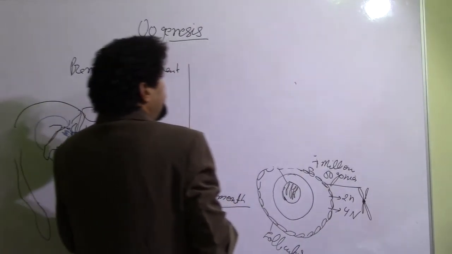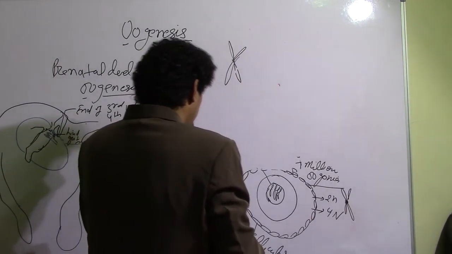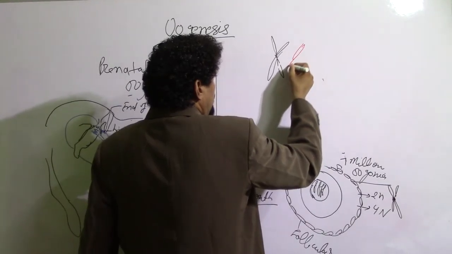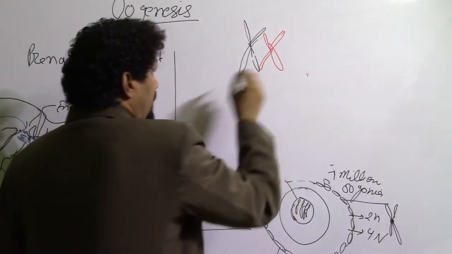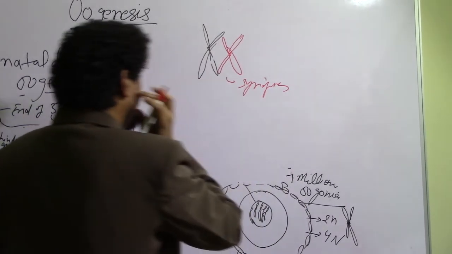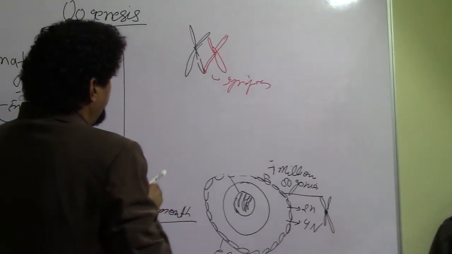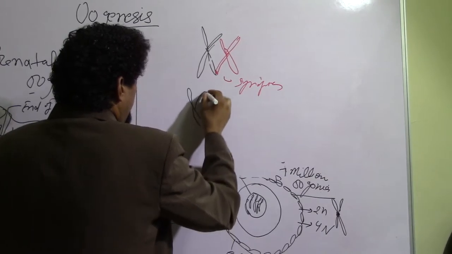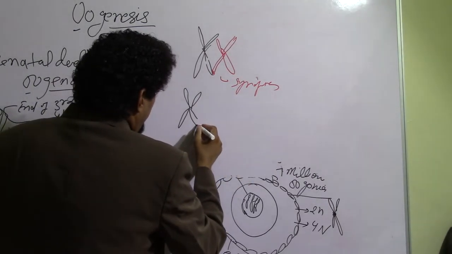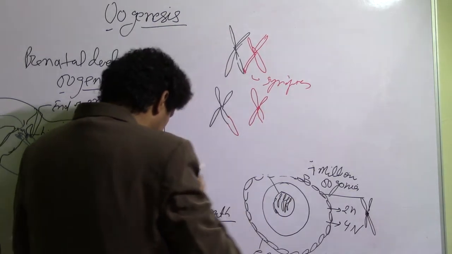When cells of the primary oocyte enter the first meiotic division, after synapsis and chiasma formation, it will happen like this. Two homologous chromosomes will come in close contact with each other. This is known as synapsis. Then chiasma formation, and then crossing over of chromosome segments. Here is one part. So a segment of this chromosome is crossed over to a segment of the other chromosome. It is known as crossing over.